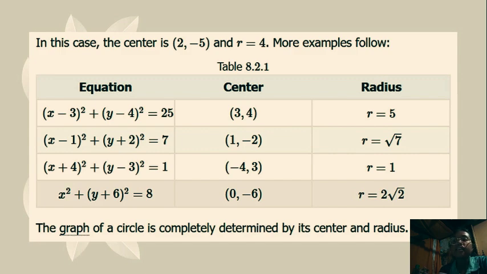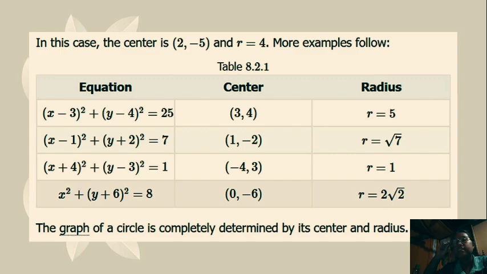Since x plus 4 is rewritten in the standard form, which is x minus h, as x minus the quantity of negative 4, that's why we have our x term, which is negative 4, or h term. So our radius there is 1, since the square root of 1 is 1.